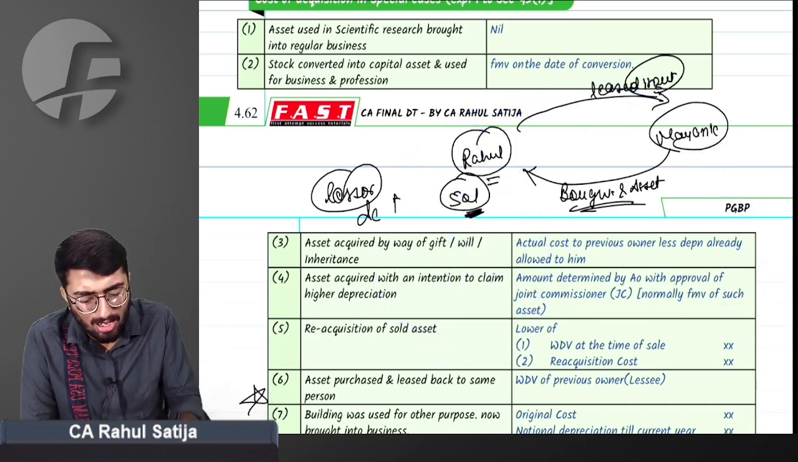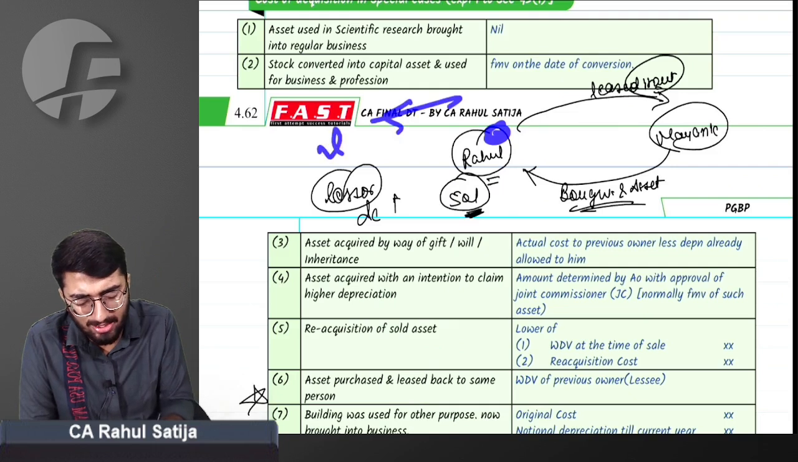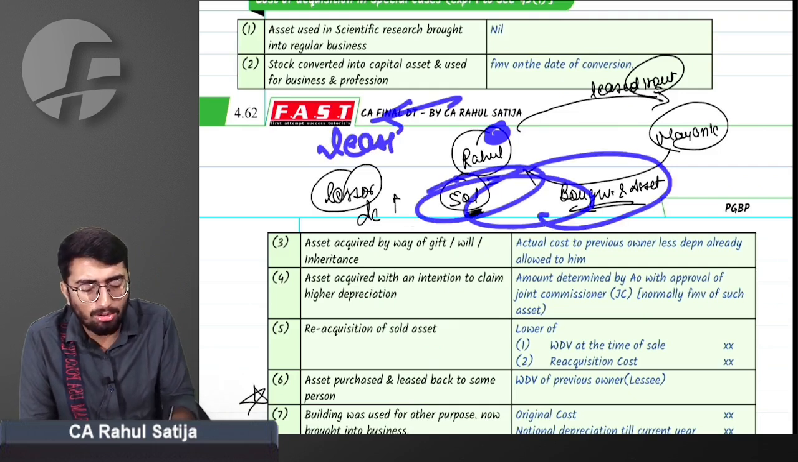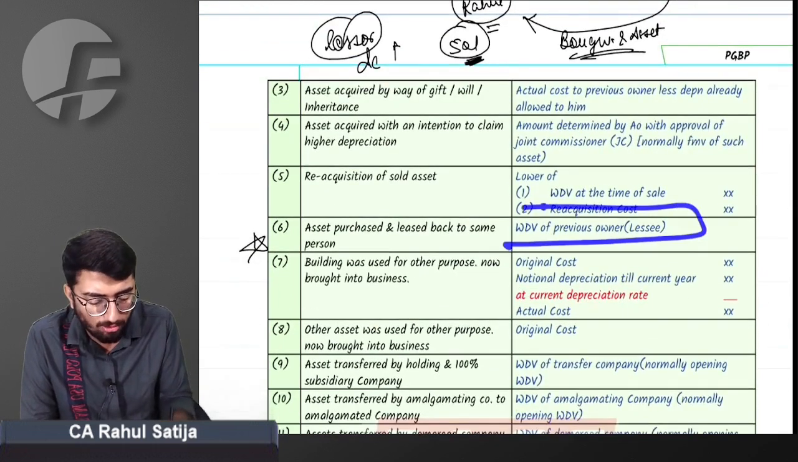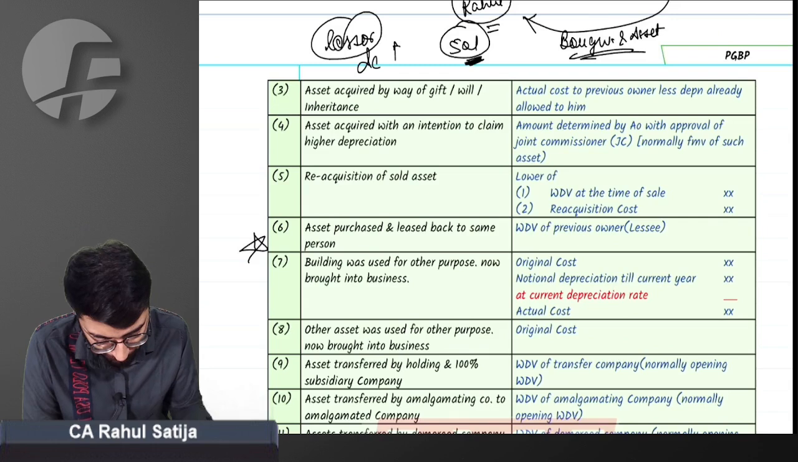Ultimately, what is the essence? Because Rahul is offering the lease rentals, and he has also paid the cost of acquisition, he will be allowed depreciation, but on the value of WDV to the previous owner.